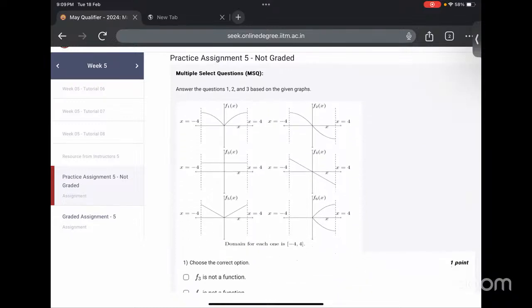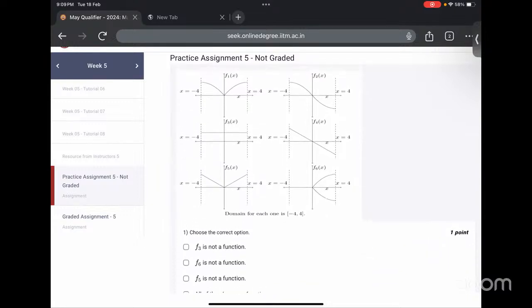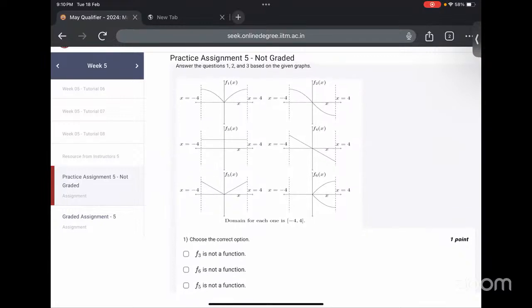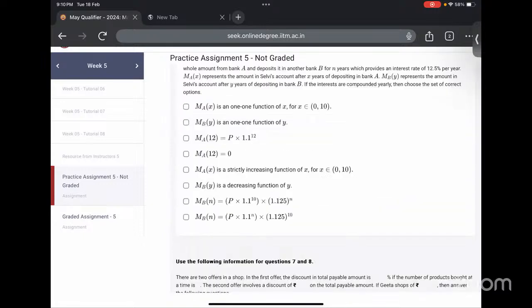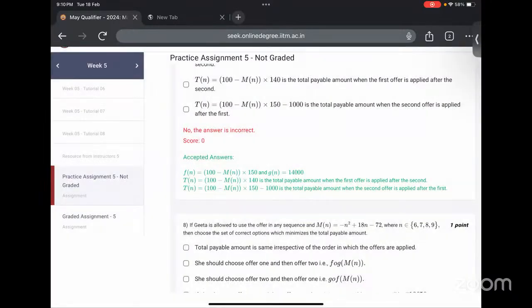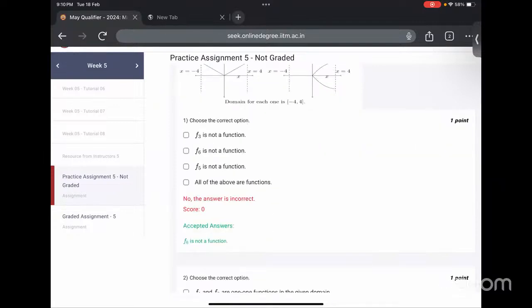Okay, what about the first, which is a function and which is not? You have to check. So we can take the vertical line test in order to determine whether it is a function or not, right? F6 is not a function. F6, yeah, F6 is not a function, right? We can check the correct answers also. Yeah, so F6 is not a function. This is the correct one.